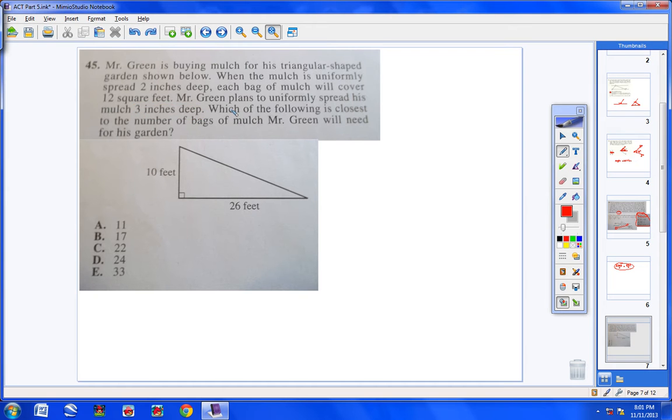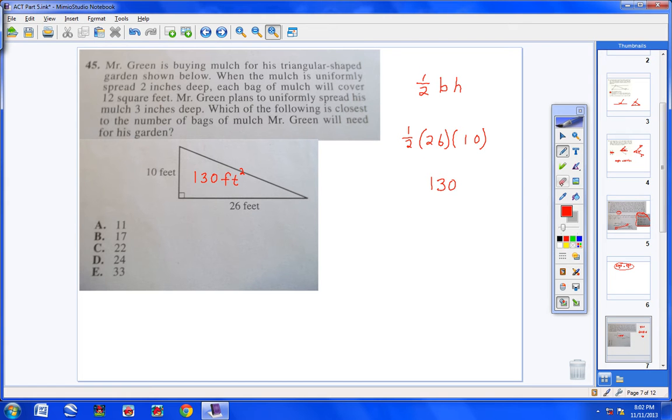Now look, to me it's common sense. There's no way we can solve this problem until we know the area of the triangle. We have to find the area of the triangle. If you'll think back to your formulas for area of a triangle, it's 1/2 base times height. So the area of the triangle would be 1/2 times 26 times 10, and you would get 130 square feet. All right? So the area for this triangle is 130 square feet. Now that helps a little bit.